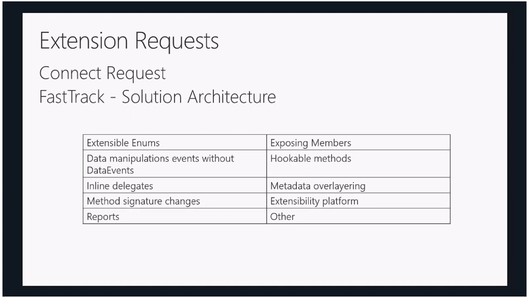Adding delegates, exposing members, and ensuring methods are hookable are all designed to get partner code out of overlayering and into an extension model. Obviously, there are some things that are simply not possible right now, such as marking entities as OData enabled by an extension or adding fields to an existing index. These types of requests fall into the extensibility platform itself and have to be built in a manner that ensures the application continues to grow in a safe and efficient manner for all customers and partners.